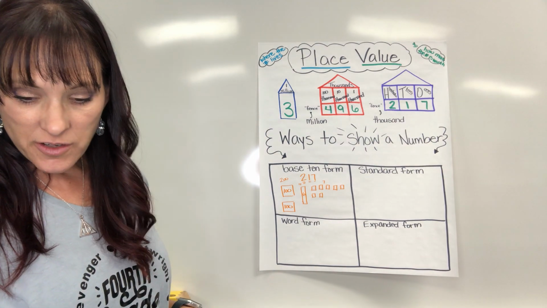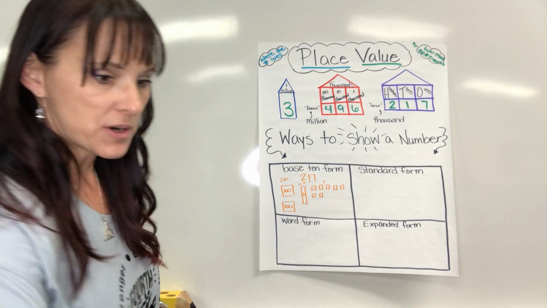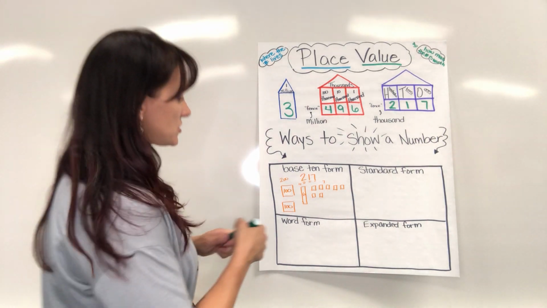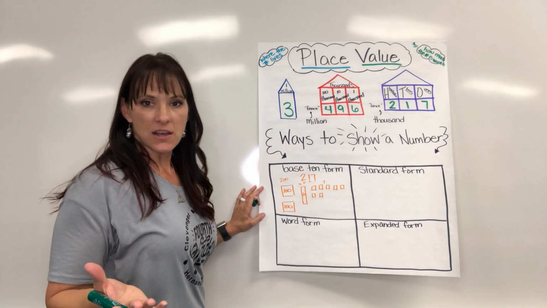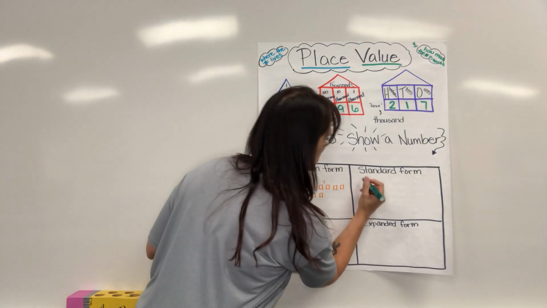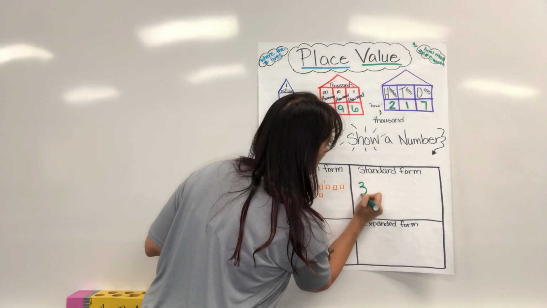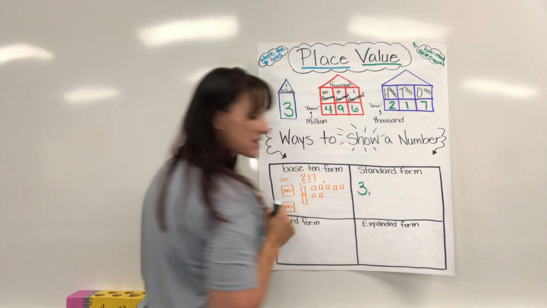In standard form, our number is simply going to look just like you see it here, but you're going to take it out of its houses. Okay, so you're going to do 3 million. I'm going to put that comma because I said million.